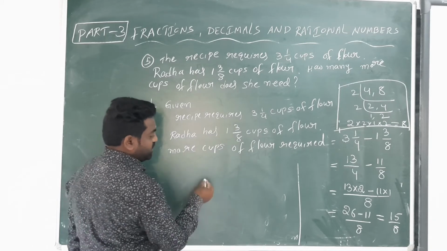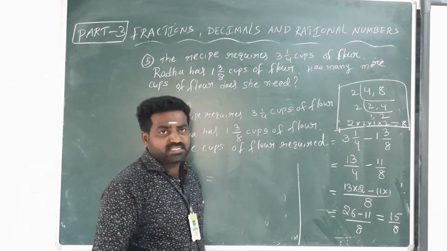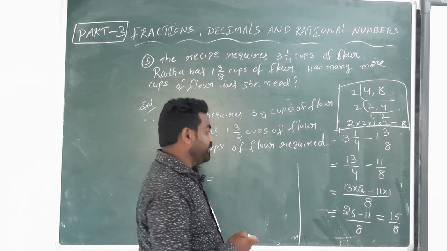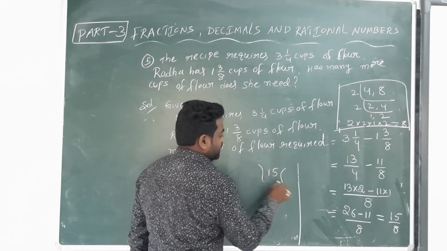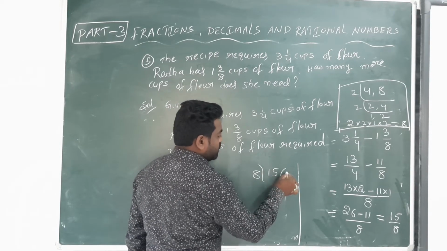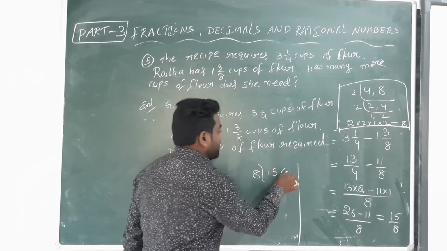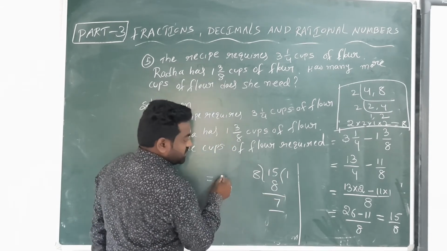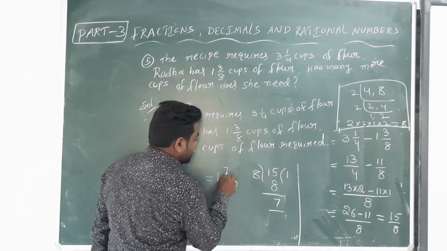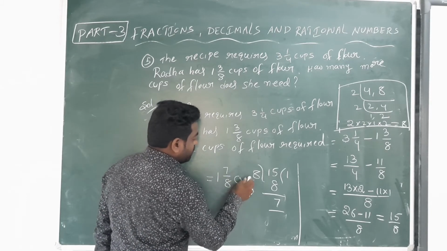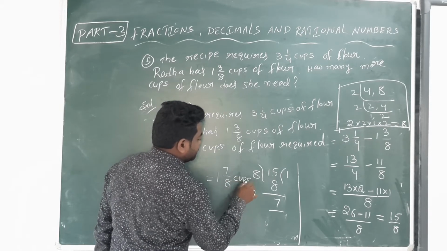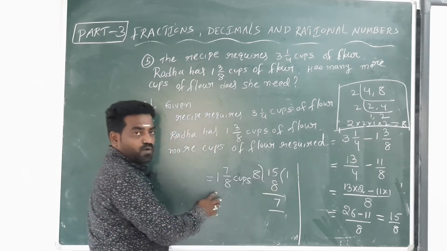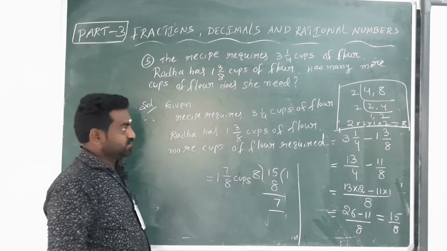15/8 is an improper fraction, so the improper fraction is converted into a mixed fraction. 15 divided by 8: 1 8 is 8, 2 8s are 16, so take 1 8 is 8. 15 minus 8 is 7. Therefore, 1 7/8 cups. More cups of flour required is equal to 1 7/8 cups.